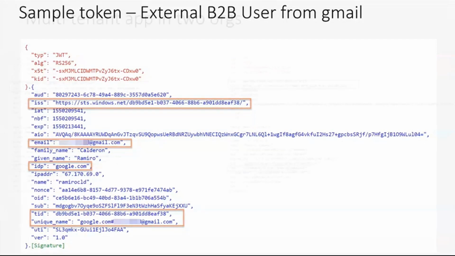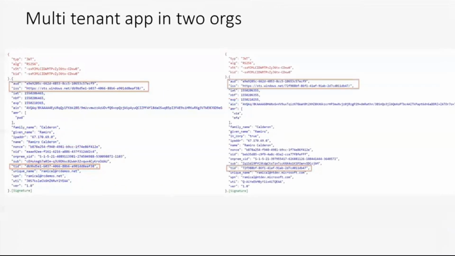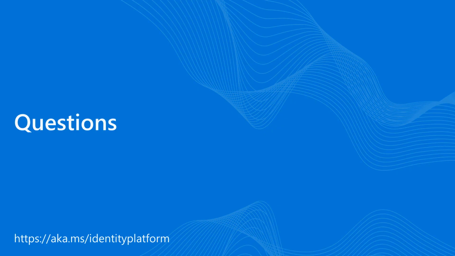If you are a multi-tenant application, when your application executes in two different orgs, this is an example of how the tokens are issued. While the audience, which is the app ID, remains the same, you will see that the tenant ID is different in both cases. So I have provided this here for reference, so you can lean on it to make decisions in your code.